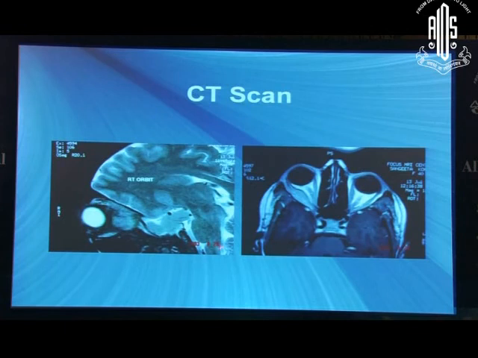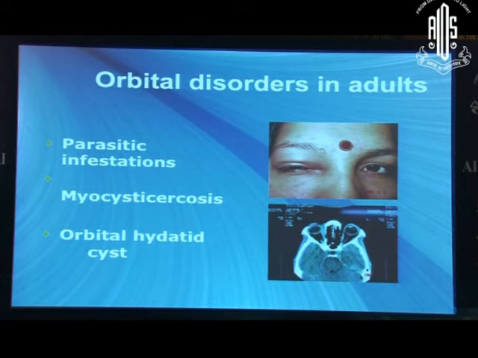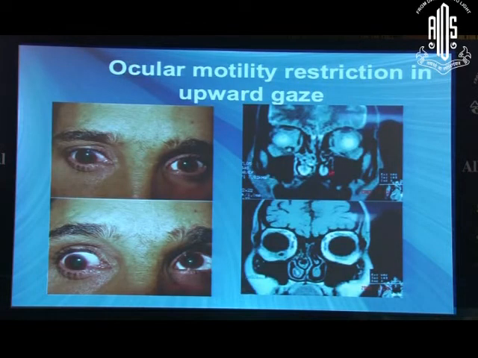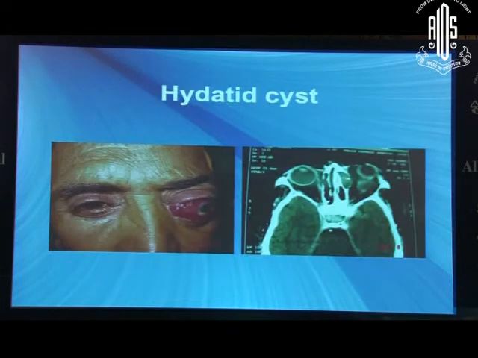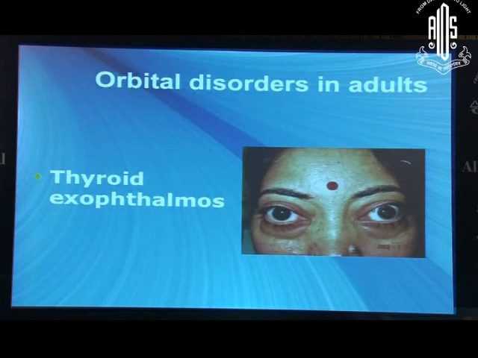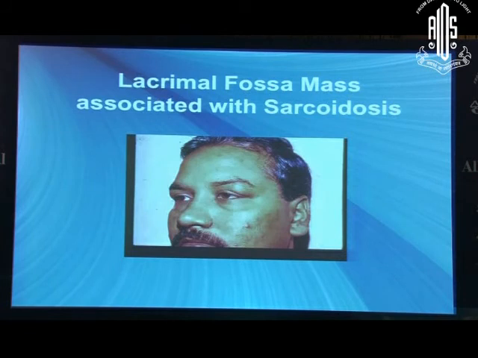So this is a pseudotumor manifesting as a nerve palsy with a thickened muscle responded with steroids, which is the characteristic of non-specific orbital inflammations. Parasitic infestations in their various forms, either with ocular motility restriction or a subconjunctival abscess or a hydatid cyst. Then thyroid exophthalmos is of course one of the most common causes, thyroid orbitopathy.